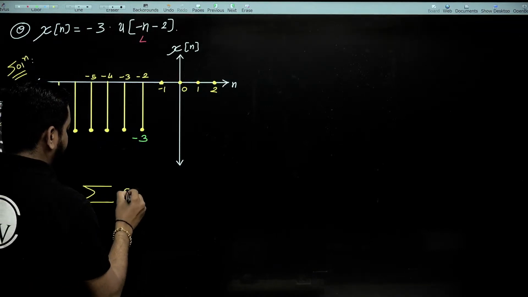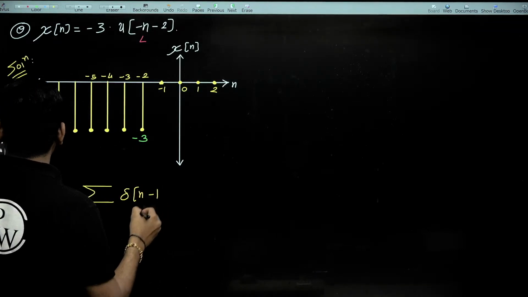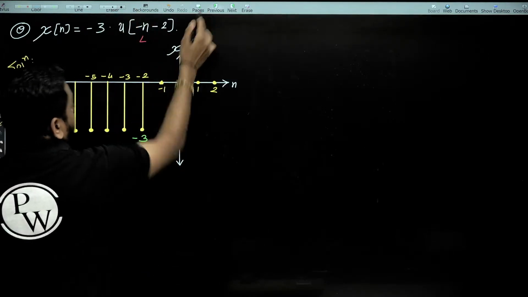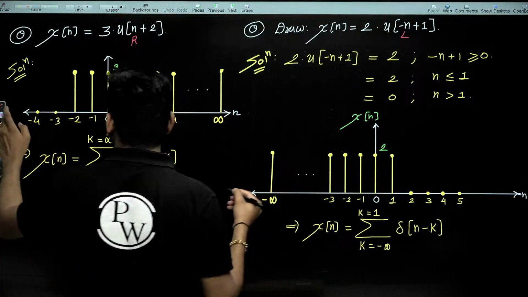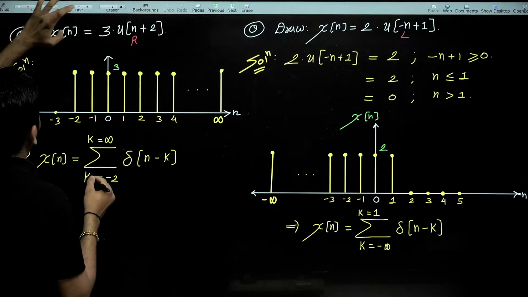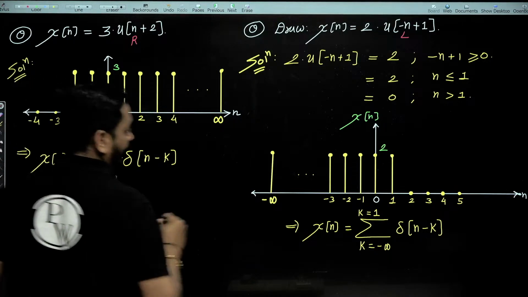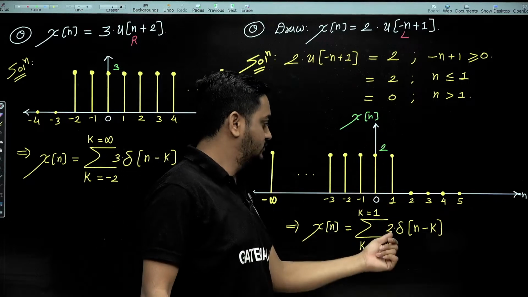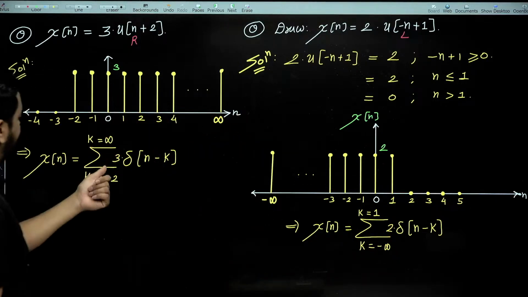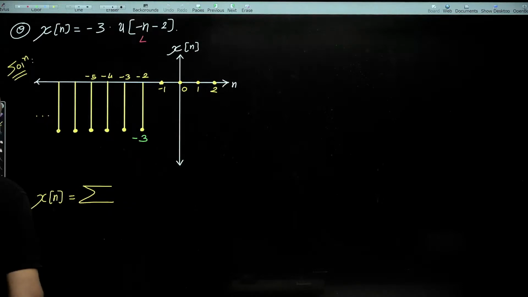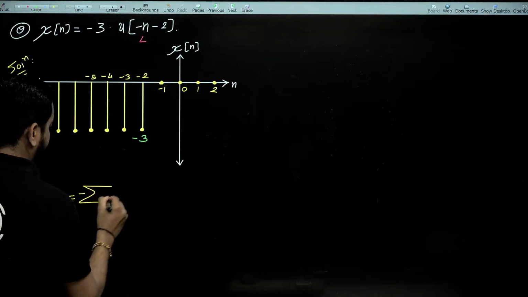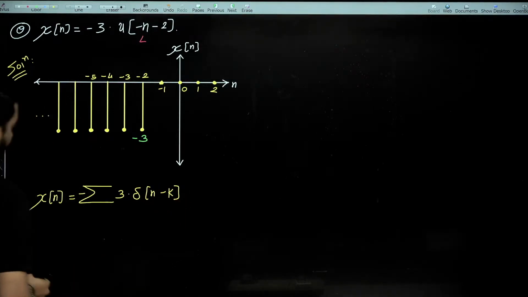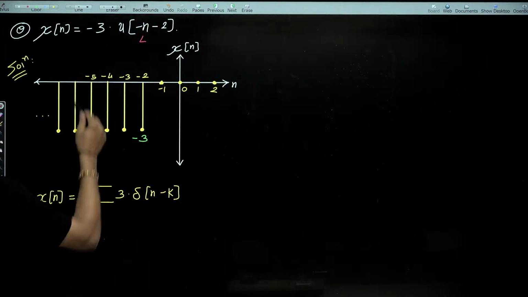tell me guys, here it is same del n minus k, but what is the amplitude, guys? Here amplitude is 2, guys. So here you have to write amplitude 2. Here amplitude is 3, guys. And here also you have to write amplitude 2. Don't forget to write amplitude. Correct? Here amplitude is 3. And here amplitude is -3. So you can write this with the minus sign. Here 3, guys. Del n minus k. Are you getting? Minus sign, guys.